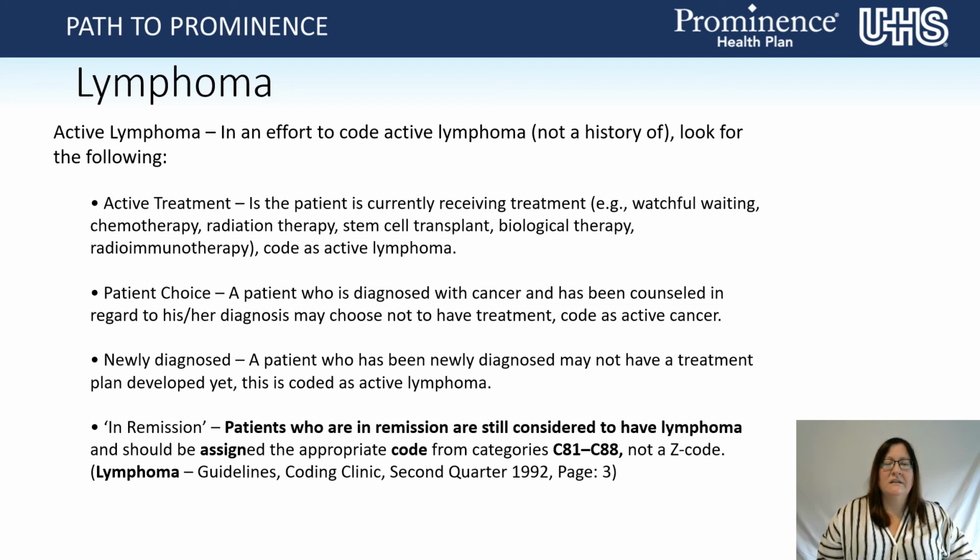And specifically, lymphoma patients in remission. Patients who are in remission are still considered to have lymphoma and should be assigned the appropriate code from category C81 to C88, not a Z code.